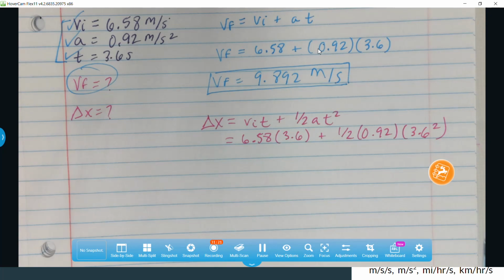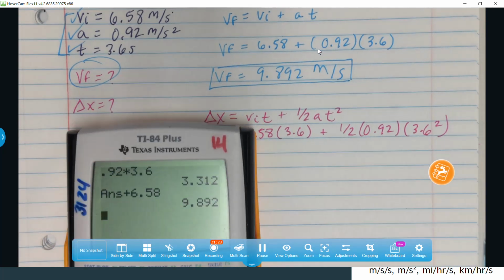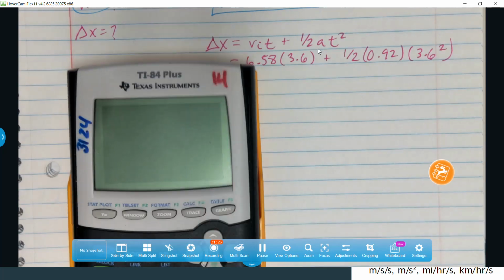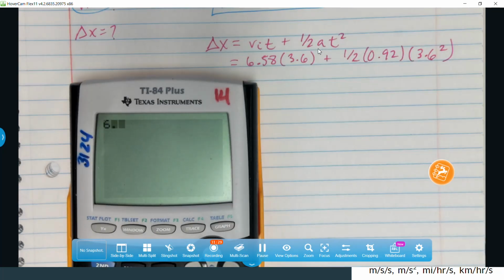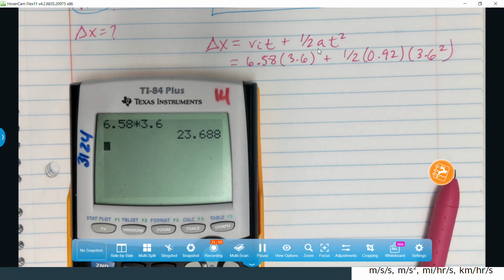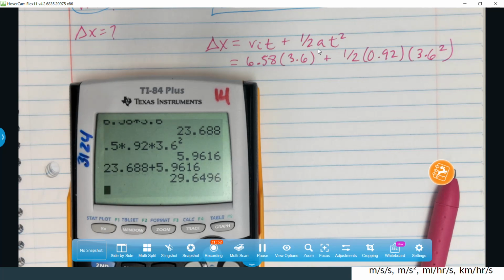So now I'm going to put this in my calculator. I'm going to go ahead and multiply 6.58 times 3.6, and I get this. Then I'll do the other part and add them together. So 1/2 times 0.92 times 3.6 squared, and then I'm going to add that number to that number to get 29.6496, which I'm going to round to 29.65.